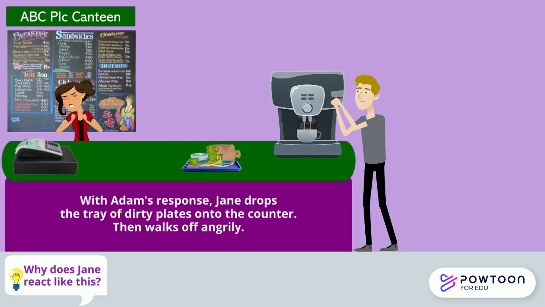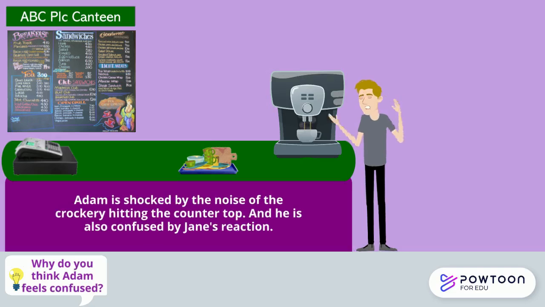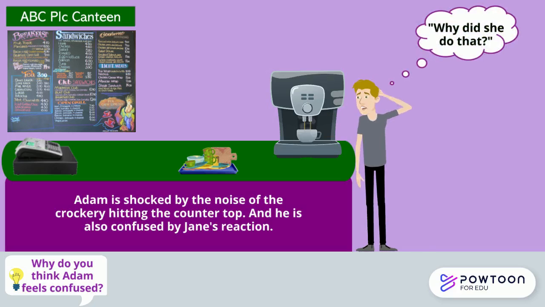With Adam's response, Jane drops the tray of dirty plates onto the counter, then walks off angrily. Adam is shocked by the noise of the crockery hitting the countertop, and he is also confused by Jane's reaction. He thinks, why did she do that?